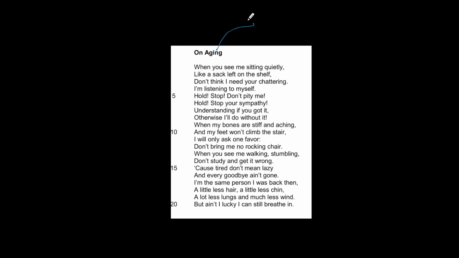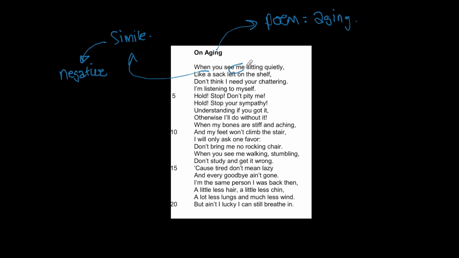On aging. So obviously the poem is about aging, is the topic of the poem. When you see me sitting quietly like a sack left on the shelf. So immediately, that's a simile. And the simile is like a sack left on the shelf. So this simile, it's negative. And I want to point out that there's a personal pronoun here, me.